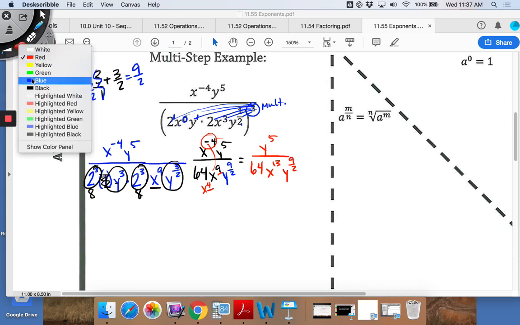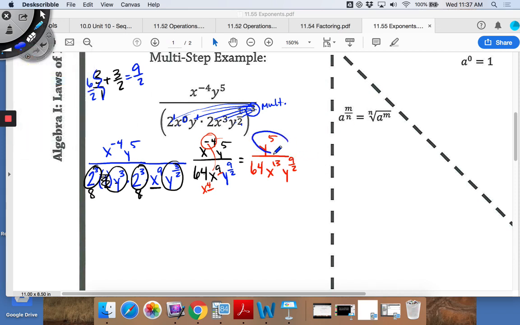So when we divide exponents, we have this y and this y being divided. So when we divide, we subtract. So it would be 5 minus 9 over 2. So again, got to have a common denominator. So 10 minus 9 is 1/2. So this positive 1/2 is the exponent on y now. So y to the 1/2 over 64x to the 13.